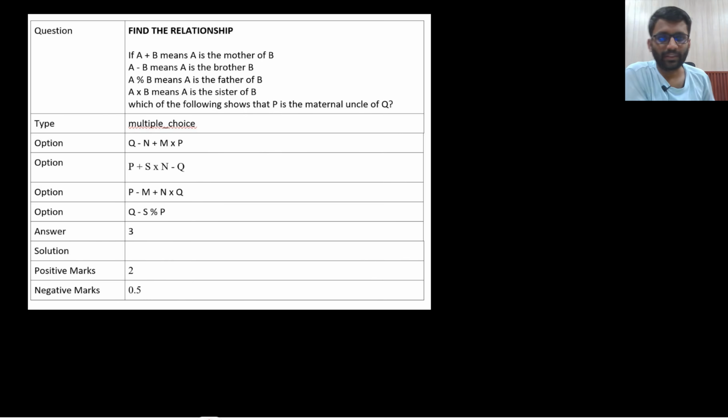Now these kinds of questions are also very famous. They will give some mathematical relations, that this is this guy and this is this guy, and then you need to find which mathematical relation will show that P is the maternal uncle of Q. So you have to check all the options and solve all the mathematical relations.